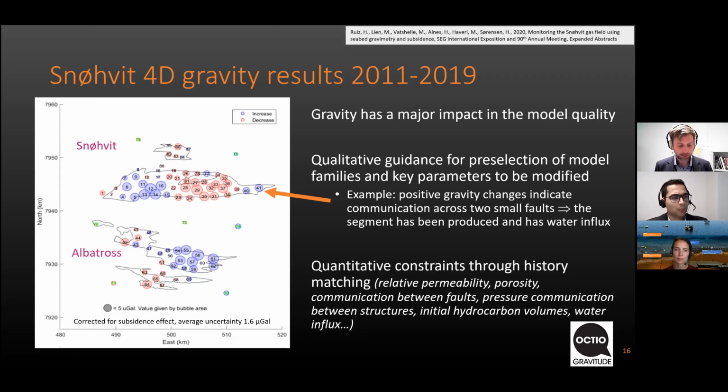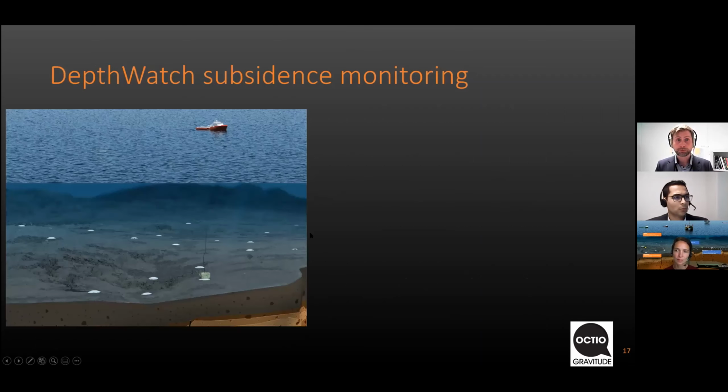So I think that's actually all I want to say about Snøhvit at this time. We will talk a little bit more about Snøhvit in the next round, but I hope you now have an initial understanding of what type of information can be obtained from this data. So with that, I actually want to show a couple of slides regarding Depthwatch.